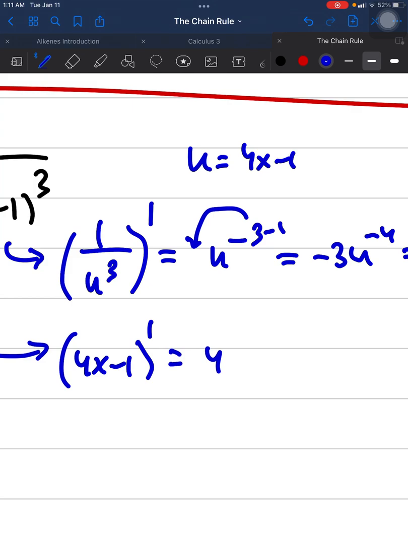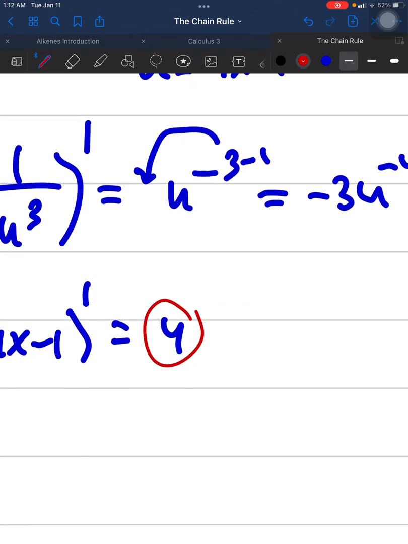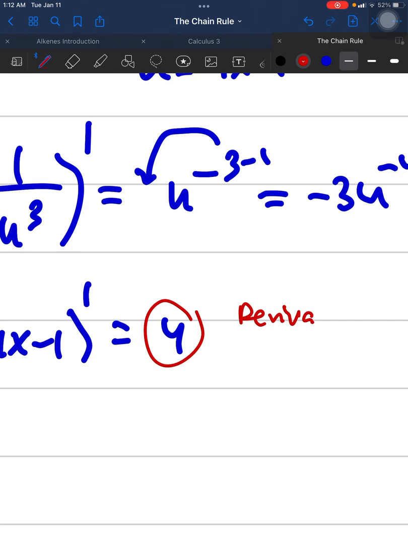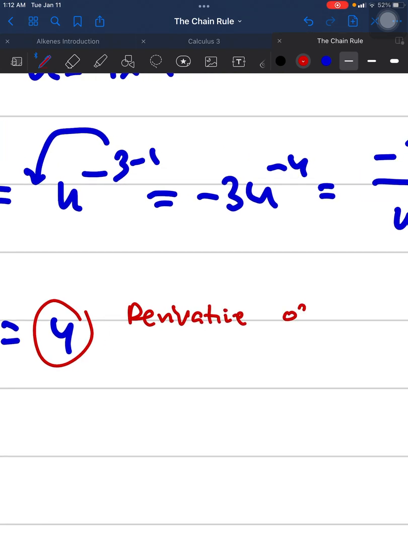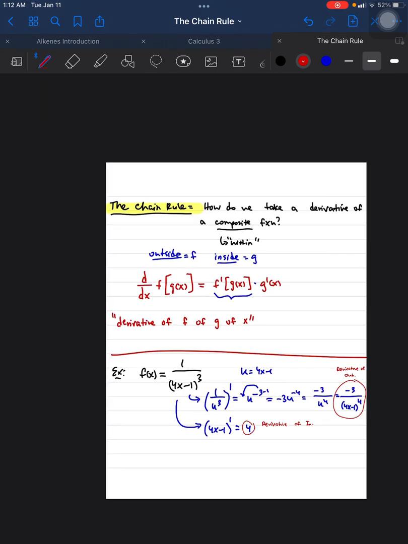Derivative of 4x minus 1. So derivative of 4x is just 4. Derivative of -1 is just 0. So the overall derivative of the inside is just 4. So I'm going to label this as derivative of inside.